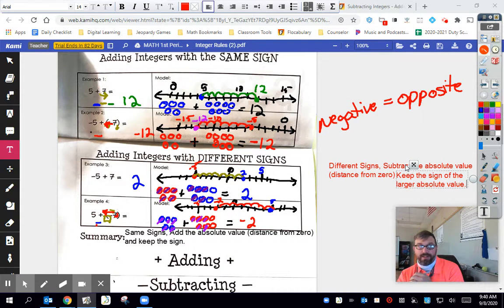That being said, I think we've covered adding integers with both the same sign and different signs. Remember, same signs, add the absolute value, keep the sign. Different signs, we're going to subtract the absolute value and keep the sign of the greater absolute value.